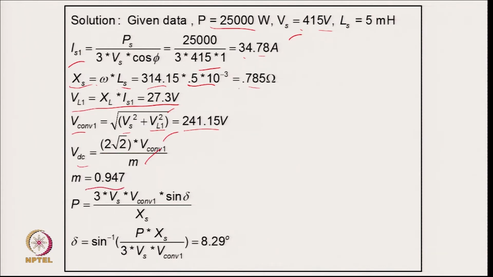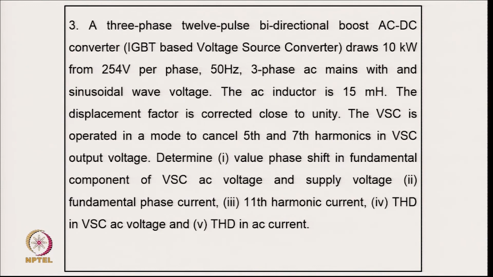So, it is operating in linear modulation, and from this power flow equation, 3 into Vs into the fundamental converter voltage sin delta divided by X, we can find out the phase shift between the fundamental converter voltage and supply voltage. So, it comes to 8.29 degree. Still the stability is quite good, but this angle is quite low compared to a power system.